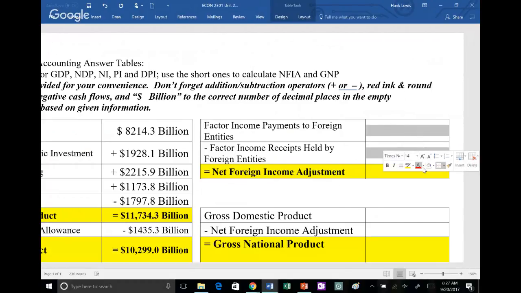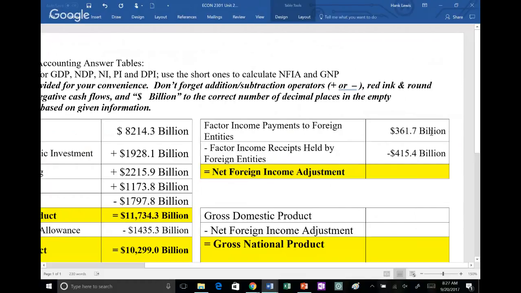For 2004, ladies and gentlemen, these were the values for the factor income payments made to the foreign-based entities. This represents income earned by foreign businesses on U.S. soil, as well as foreign citizens. The next item says factor income receipts held by foreign-based entities. That's income earned by American people and businesses on foreign soil. Now you'll notice we're subtracting a bigger number from a smaller number, which means this is going to be negative, but let's talk about how we format negative cash here. And let me make sure that equal sign is not red.